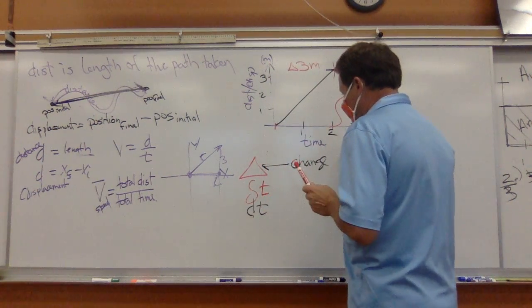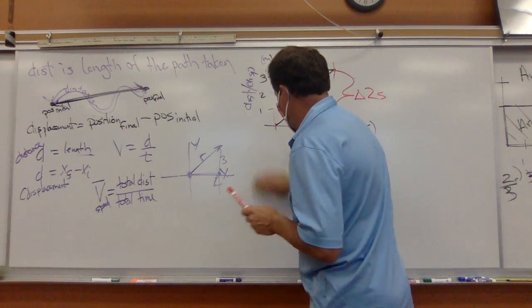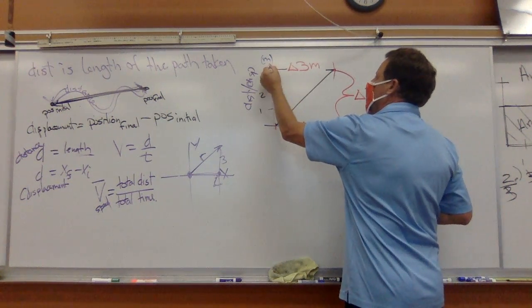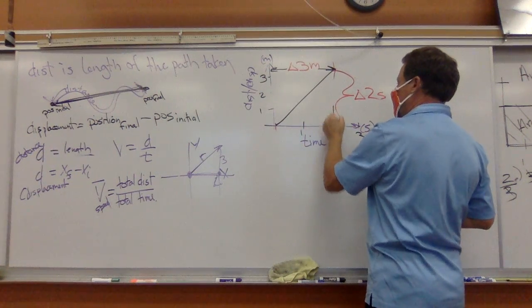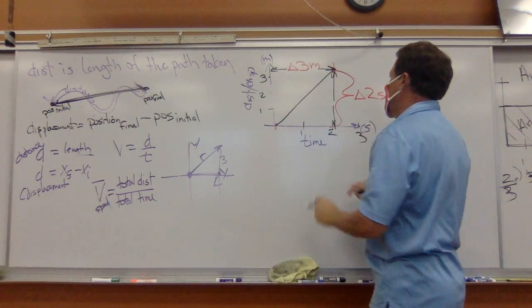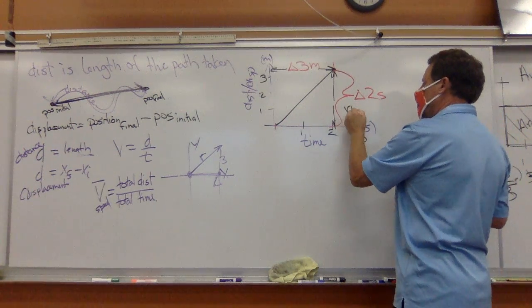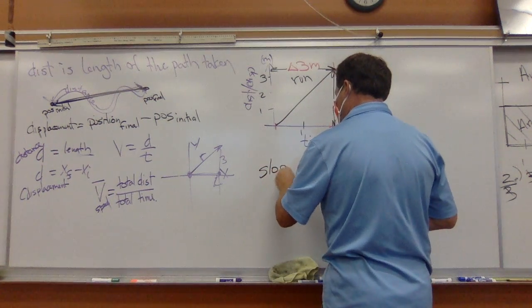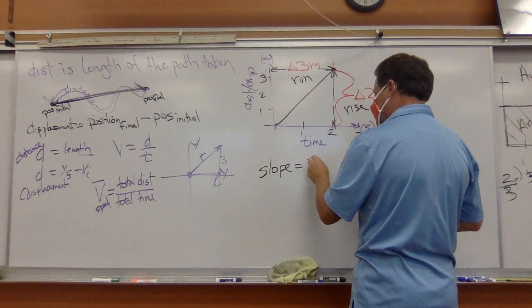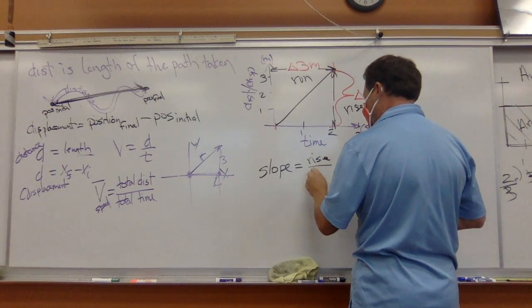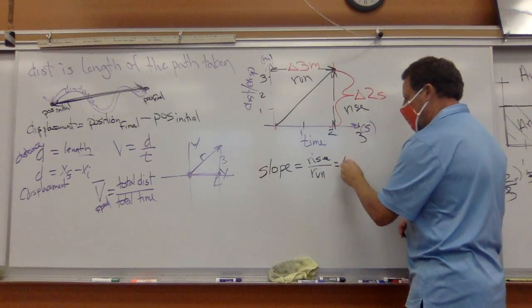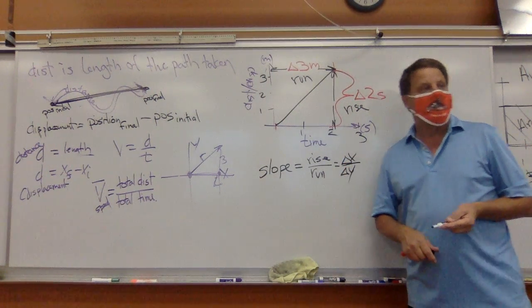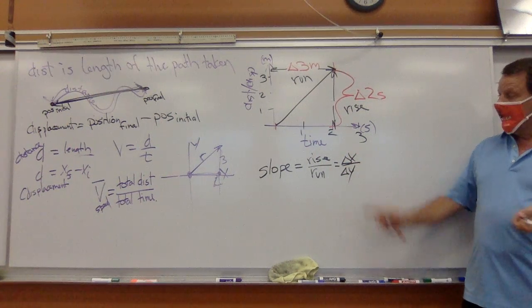Okay, so I'm going to get rid of this for right now so we have a little more room. Now, what we have here is the rise over the run. And I'm sure from your math you will recognize that as the slope, delta x over delta y as your rise over run.